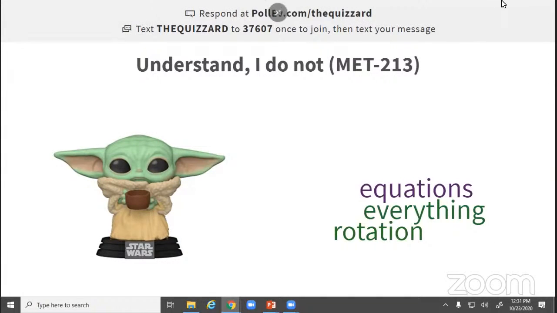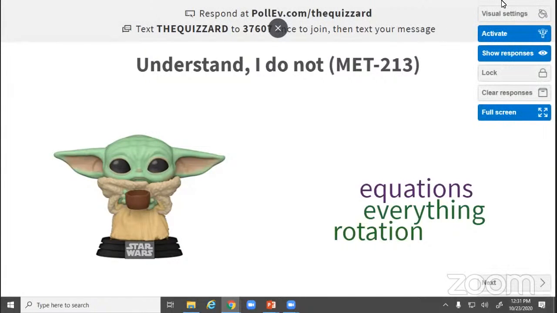Okay, so equations, everything, rotation. Well, we've done a lot of things in the last 6 weeks, so going over everything would literally take the other half of the semester. Right, so it's going to be tough. Equations, right? What equations are we talking about?